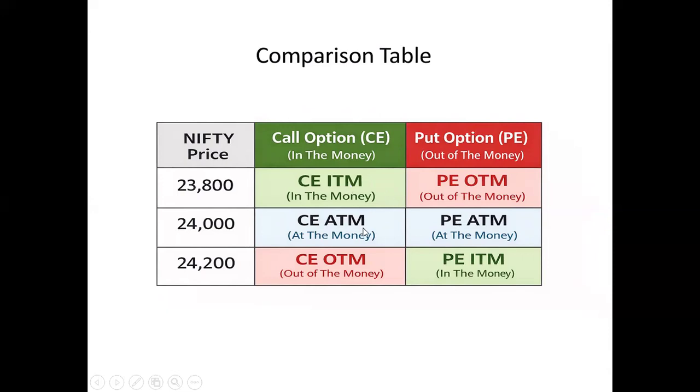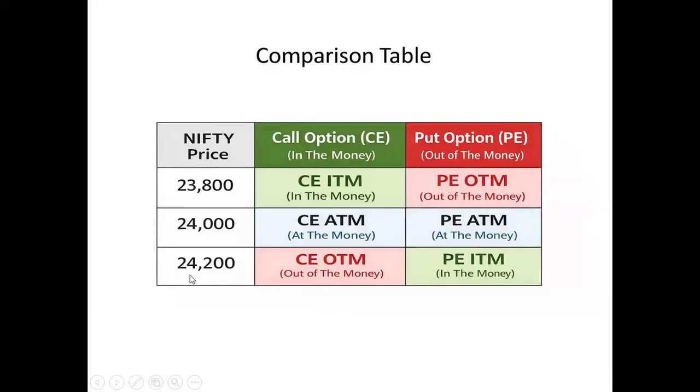Similarly, for call option and put option, at the money is the same. 24,000 is the at the money strike price for both the call option and the put option, but it is totally opposite for in the money and out of the money. Here we said that 23,800 is in the money for a call, but it is opposite for the put option: 23,800 is out of the money. It is not only 23,800; 23,950, 23,900, 23,850 and 23,800 are all out of the money for the put option.